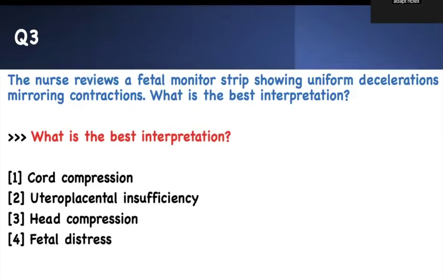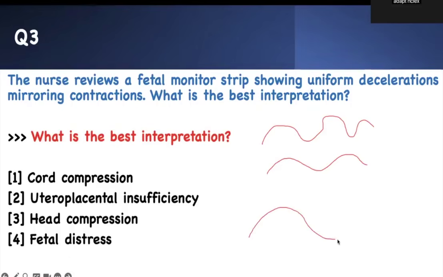And let's review a fetal monitor strip showing uniform deceleration, mirroring contraction. This is all words, and NCLEX will use that to try to confuse you. If you don't understand the words, you feel like it's a hard question. Test-taking strategy, maternity, NCLEX practice question. I'm describing something on the fetal monitoring strip. What did I say? Uniform deceleration, mirroring contraction. How does the nurse interpret it?